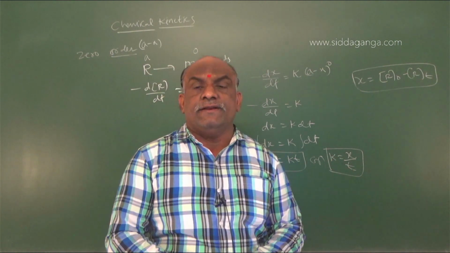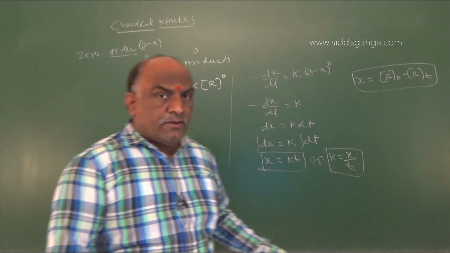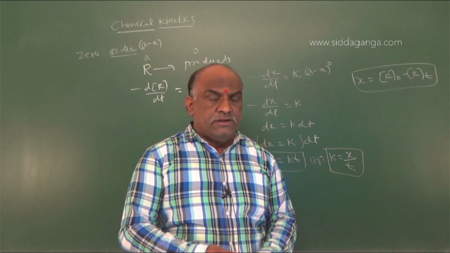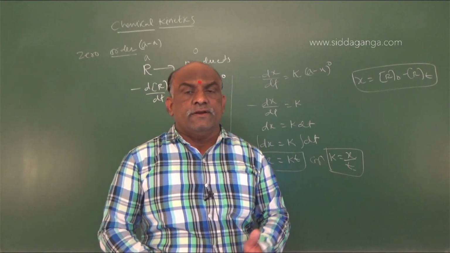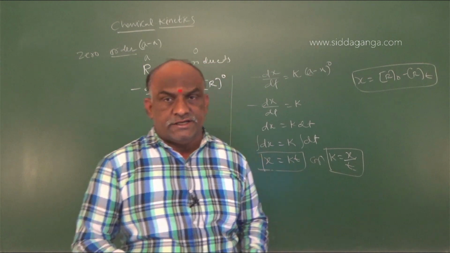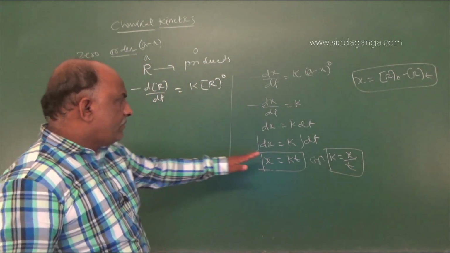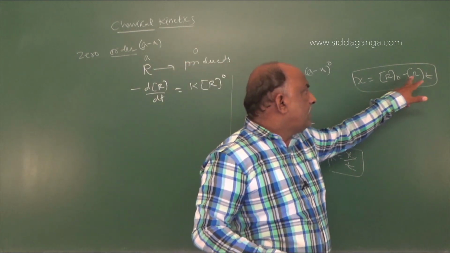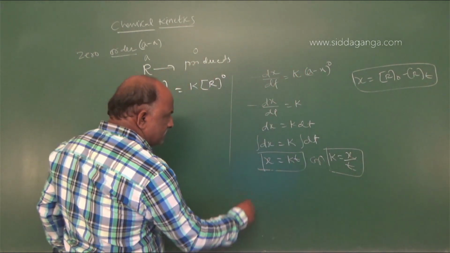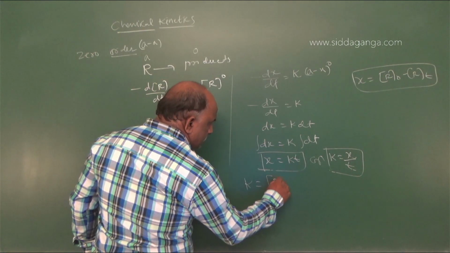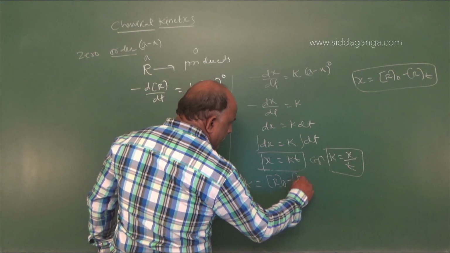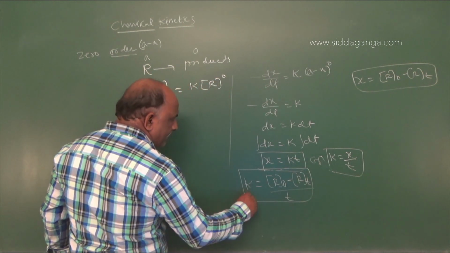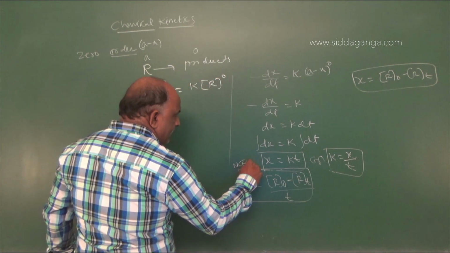How much time is taken for the initial concentration to become one half? The initial concentration becomes different concentrations at different intervals. In the same equation, k is equal to x by t, and we know x is equal to R naught minus Rt. So we should write k is equal to R0 minus Rt divided by t. This formula is there in your NCERT.